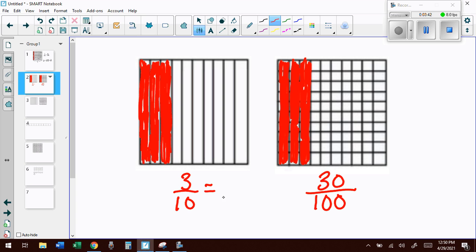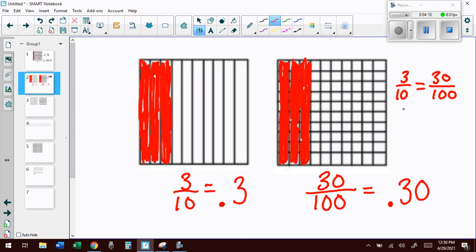3/10 as a decimal equals decimal point 3, and 30 100ths as a decimal equals decimal point 30. So I could say that 3/10 equals 30 100ths, or I could say that decimal point 3 equals decimal point 30. They're the same. And we modeled that through our area model.